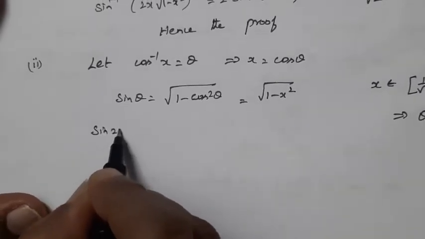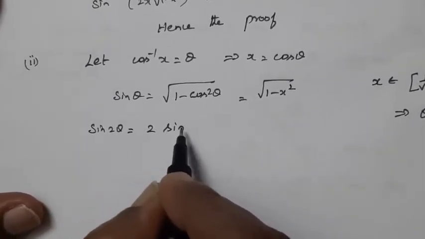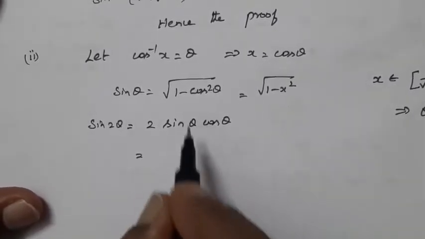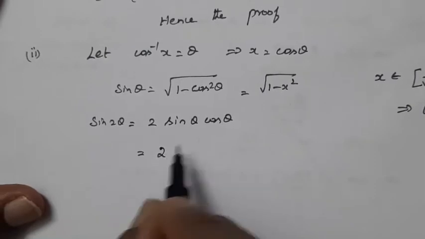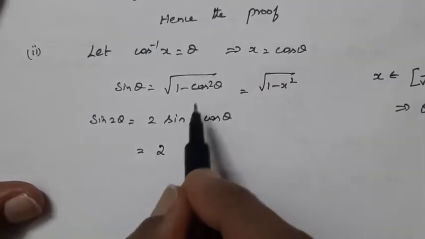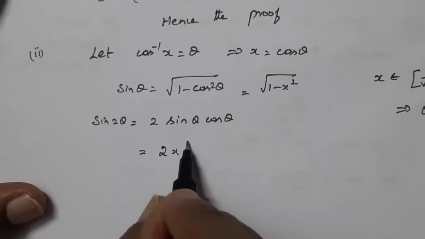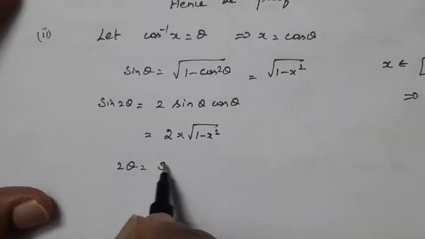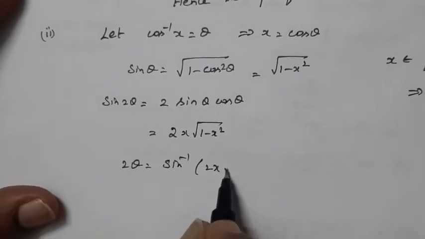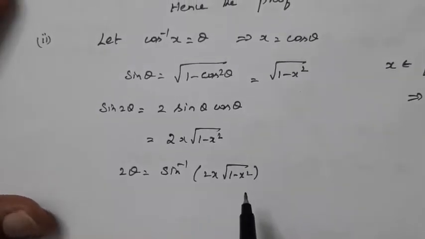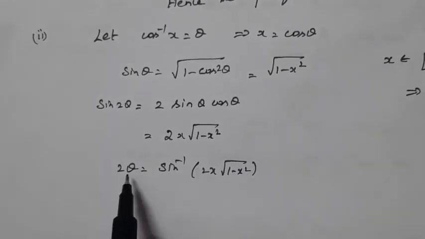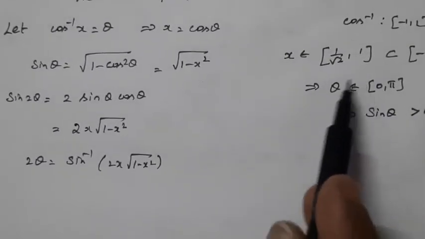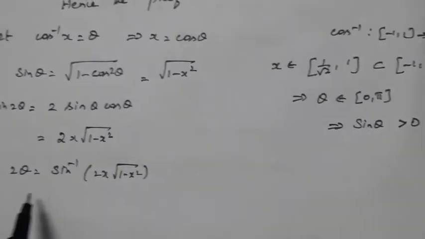Again, using the same formula, sin 2 theta is equal to 2 sin theta cos theta. Expressing this in terms of x, we have 2 into x into root of 1 minus x squared. Hence 2 theta is equal to sin inverse of 2x into root of 1 minus x squared. Then to define that sin inverse, theta is cos inverse and theta should belong to the closed interval 0 to pi. So, clearly theta belongs to 0 to pi. Therefore, it is well defined.